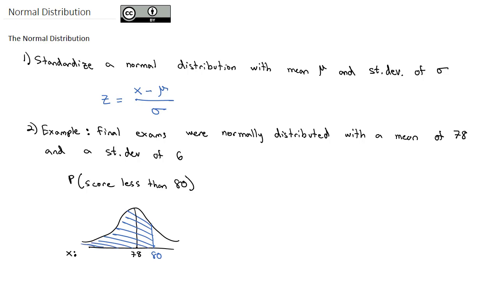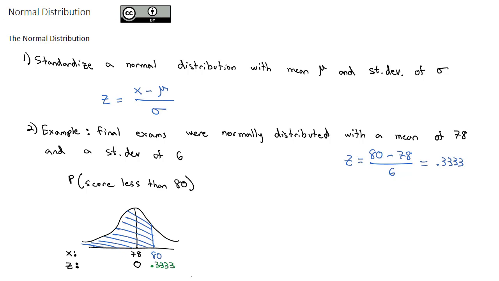Well, one way we can do that is, instead of working with x values, we're going to standardize this and convert the units from final exam scores to a standard normal curve where 0 is in the middle and the standard deviation is 1. The way we do that is with that z formula, where we say z is equal to the value we're interested in of 80, subtract the mean of 78, and divide by the standard deviation of 6. When we do that, we get 0.3333.